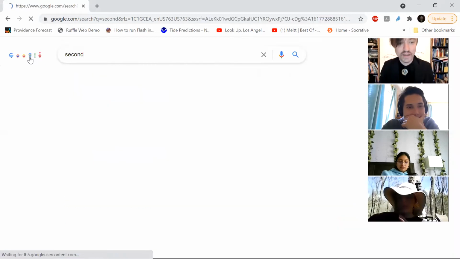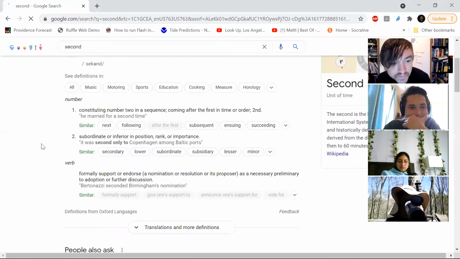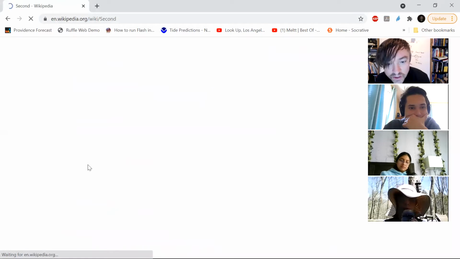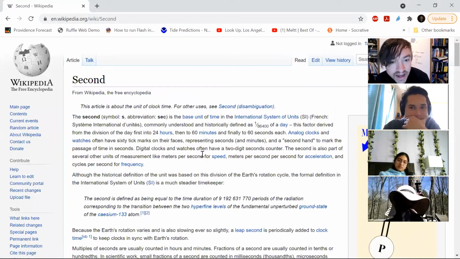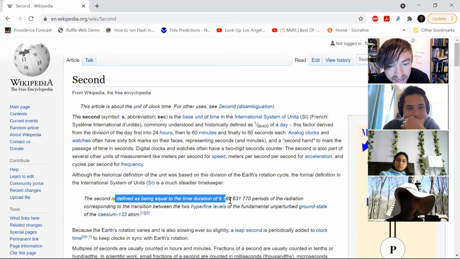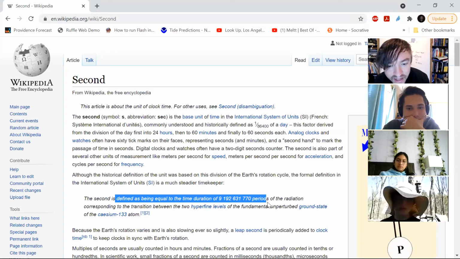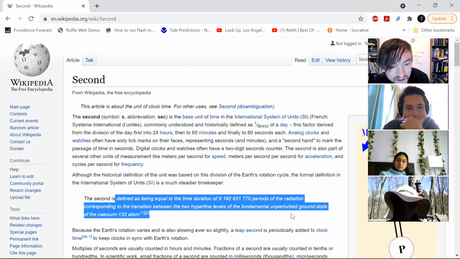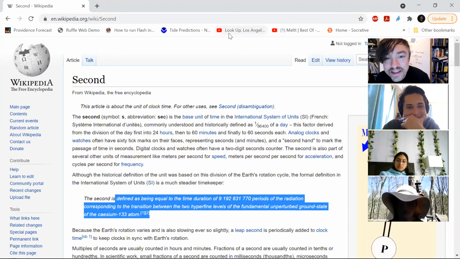That's how high precision we've measured the speed of light. If you look up the definition of a second, look at this. We have today defined the second as being equal to the time duration of 9,192,000,000 periods of the radiation corresponding to the transition of the two hyperfine levels of a fundamental unperturbed ground state cesium-133 atom. In other words, they're basically defining the second itself off an emission line coming from a cesium atom. Okay, so this is nuts.